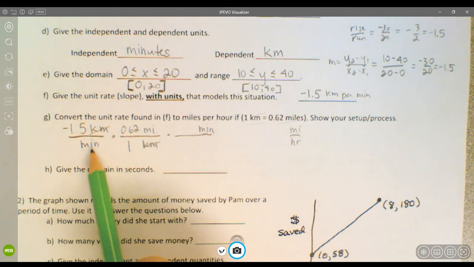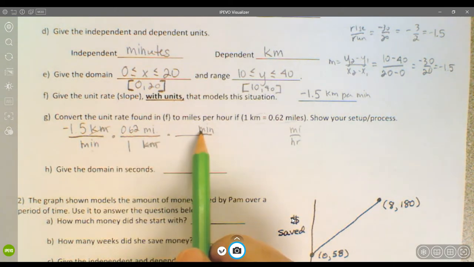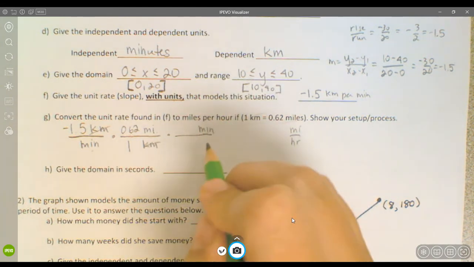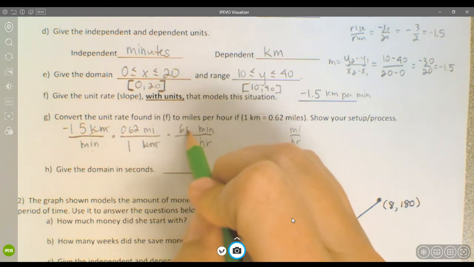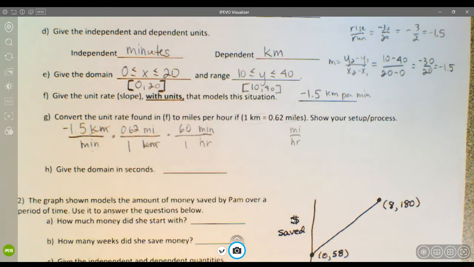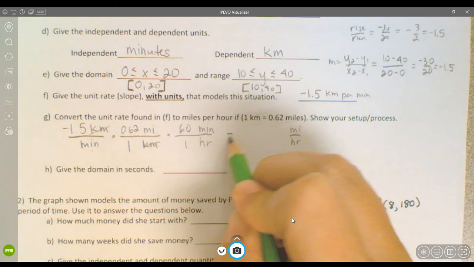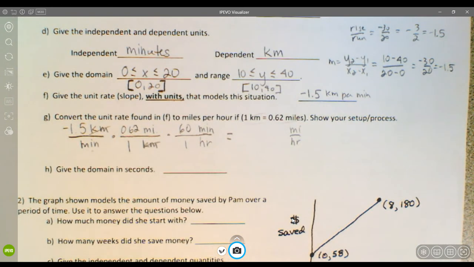To divide out the minutes in the denominator, I need a minutes in the numerator, but I also need my hours to go down here. And is there a way to equate minutes and hours? Yes. There are 60 minutes in 1 hour. So let's go ahead and carry out this multiplication.